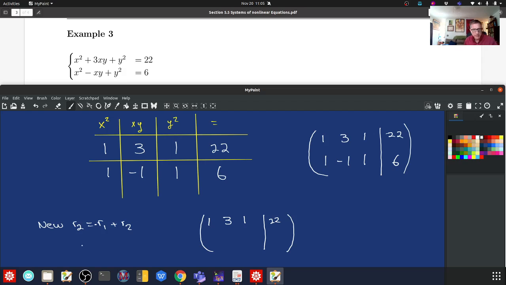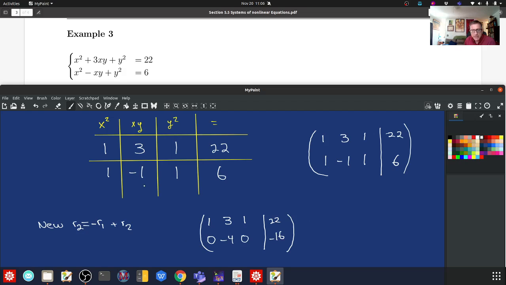So let me write this again, maybe a little bit better. What I need to do is multiply row 1 by negative. I want to get rid of some of these coefficients. So it's minus row 1 plus row 2. So minus 1 times 1 plus 1 is 0. Minus 1 times 3 is minus 3, minus 1 is minus 4. And minus 1 times 1 plus 1 is 0. And minus 22 plus 6 is minus 16.